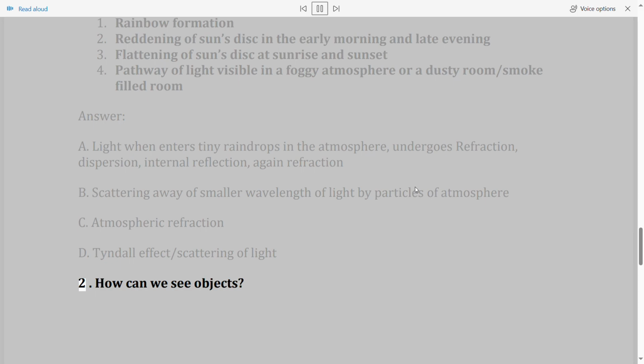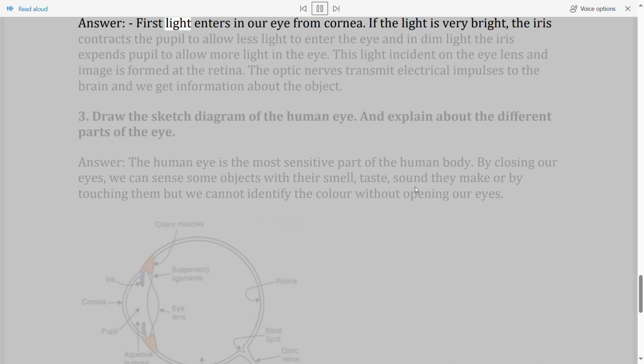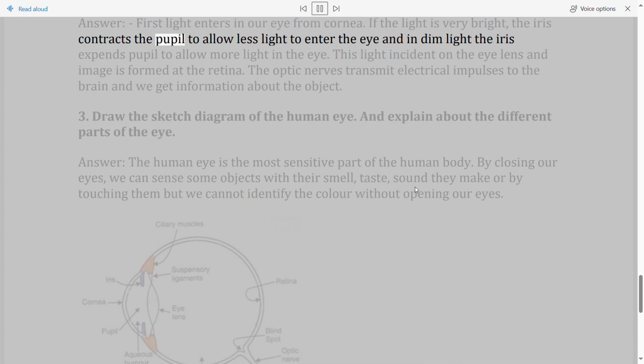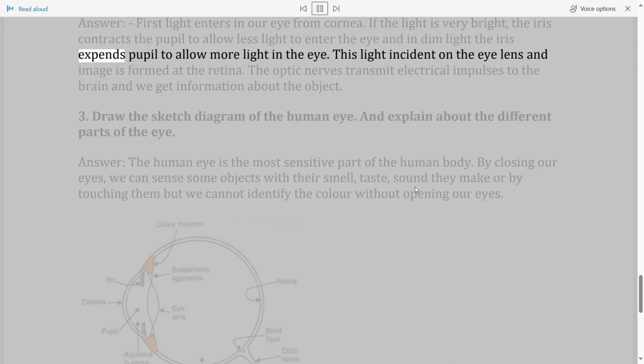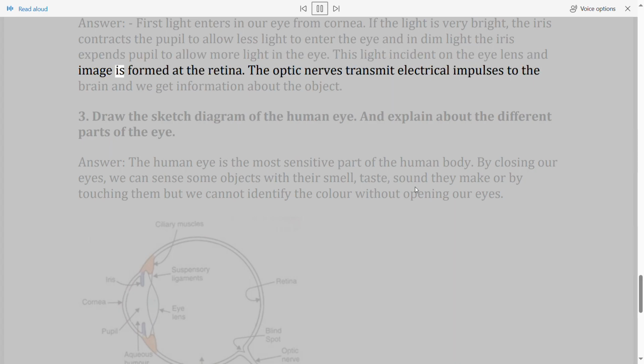2. How can we see objects? Answer. First, light enters in our eye from cornea. If the light is very bright, the iris contracts the pupil to allow less light to enter the eye, and in dim light the iris expands pupil to allow more light in the eye. This light incident on the eye lens and image is formed at the retina. The optic nerves transmit electrical impulses to the brain and we get information about the object.